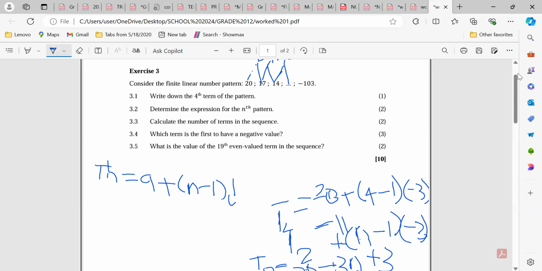What is the value of the 19th even valued term in the sequence? What I did: T90, and then I applied it. And we equation in your minus 3 multiplied by 90 plus 23. Negative 34. Negative 34.